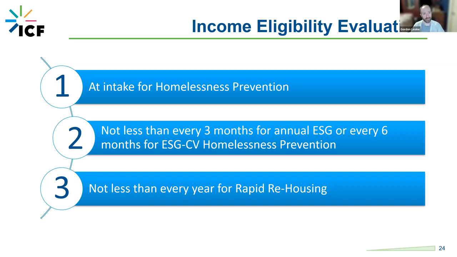You will notice the thing that is missing here is income evaluation at intake for rapid rehousing. That's missing because it doesn't exist. You don't have to do it. You have to do it at intake and at least every 3 months or 6 months thereafter for homelessness prevention, and at least every year thereafter for rapid rehousing, but not at intake for rapid. Next slide, please.